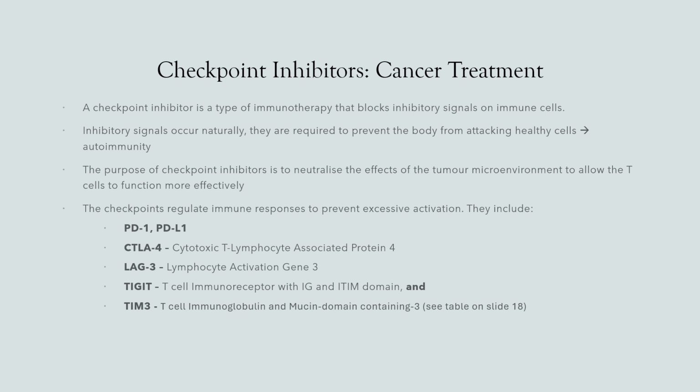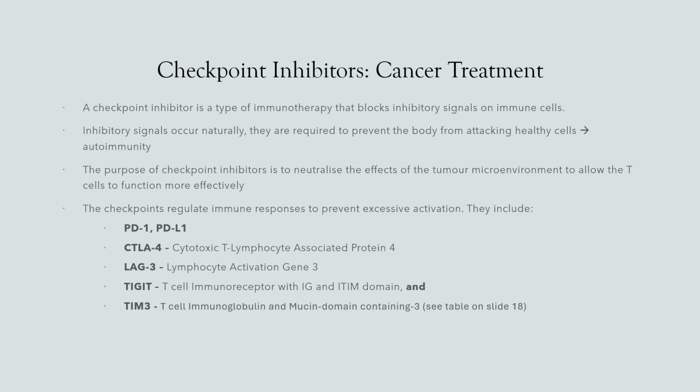So that's the purpose of checkpoint inhibitors. The purpose of inhibitory signals is to dampen, control and regulate, if you like, the T cells so that they're not overly active. And the purpose of checkpoint inhibitors is to neutralize that effect so that we don't get that dampening, and we do get more activity, because of the effects of the tumor microenvironment.